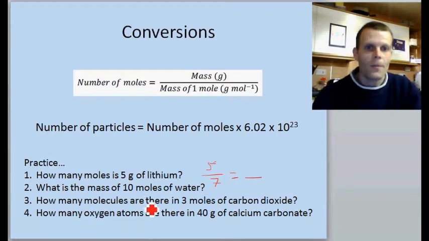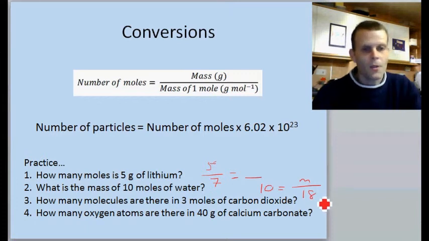What's the mass of 10 moles of water? Well, this time we have to do a little bit of rearranging, because what we've got is the number of moles is equal to the mass, which we don't know, divided by the mass of 1 mole of water. Water H2O, so that's 2 plus 16, which makes 18. So my mass is going to be 180 grams.